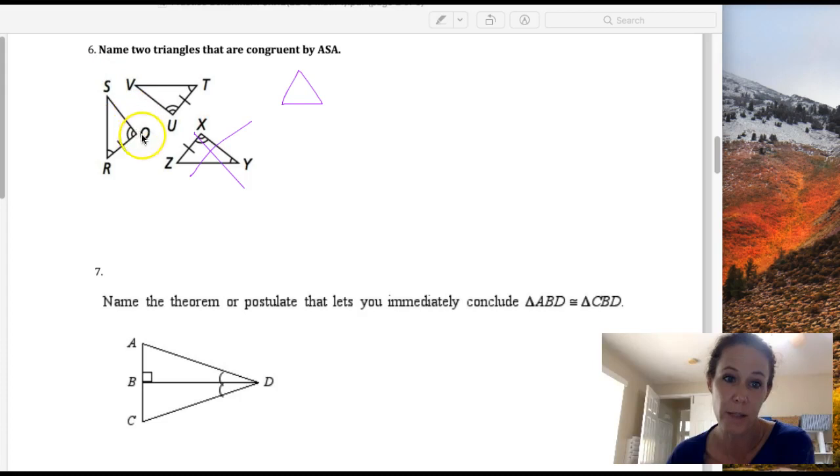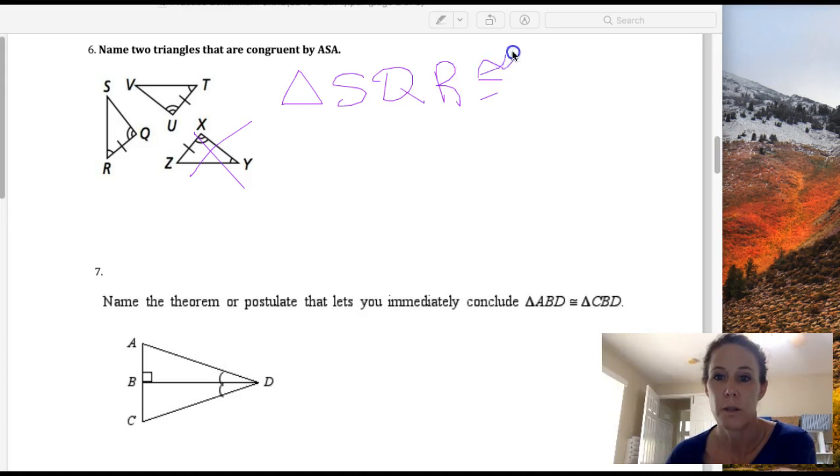So it would go SQR. I have to write it slow or it doesn't like me. Is congruent to triangle V, since I went S, I'm going to go V, and then the double marking would be here, VUT. I said Q and I meant U, VUT. And there you have it.